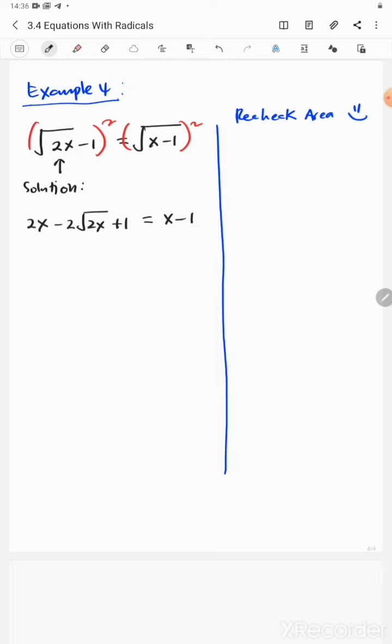So now we just simplify what we have. Here we have 2x minus 2 square root 2x plus 1 minus x plus 1 equal to 0. So 2x minus x we get plus x. And then 1 plus 1, so plus 2 equal to 0.